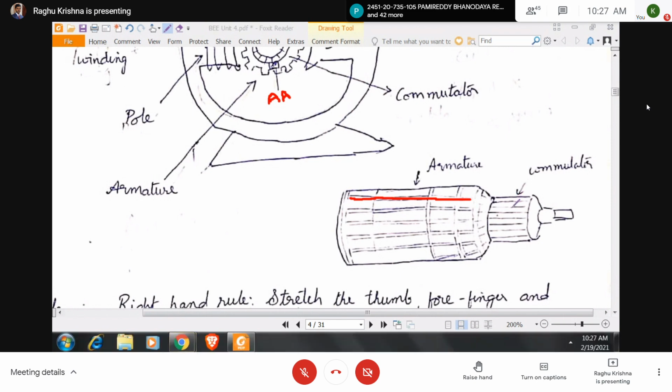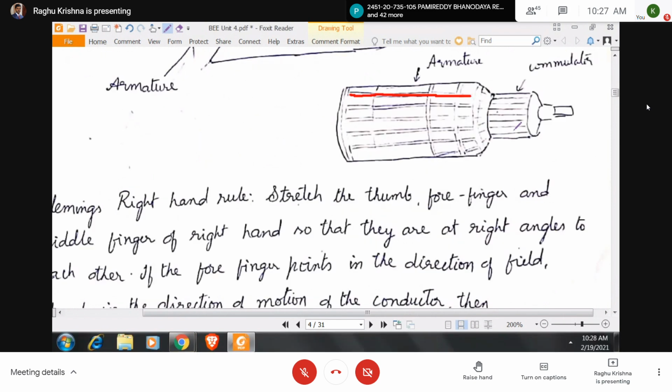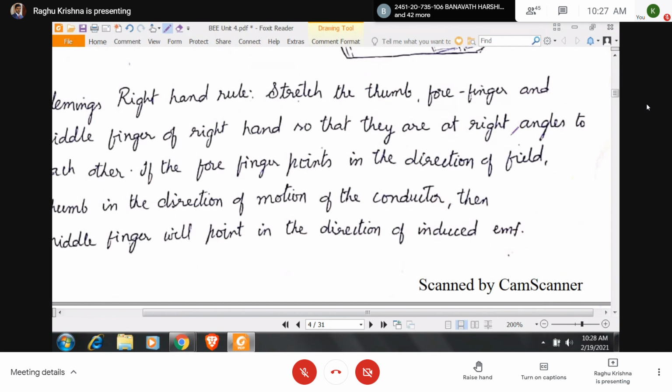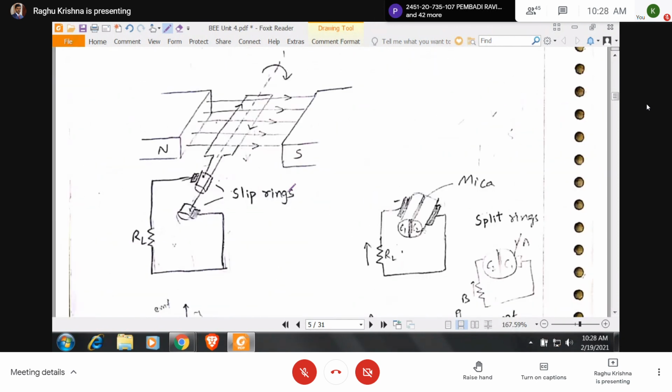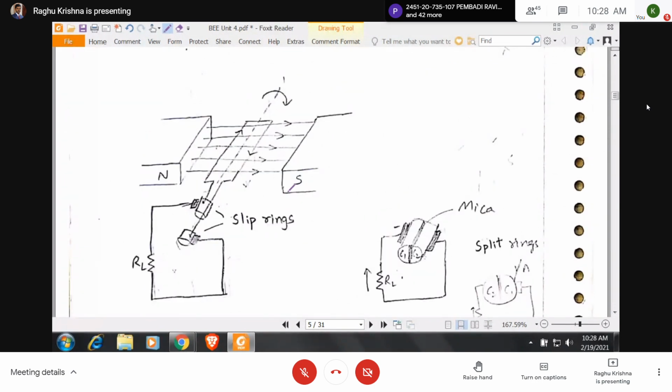So here let us see the working principle of this generator. See here, I am taking the north pole and south pole, and you can see the direction of lines of force. The direction of the lines of force will be from north pole to south pole. So you can see the direction here. This is the direction of the magnetic flux.